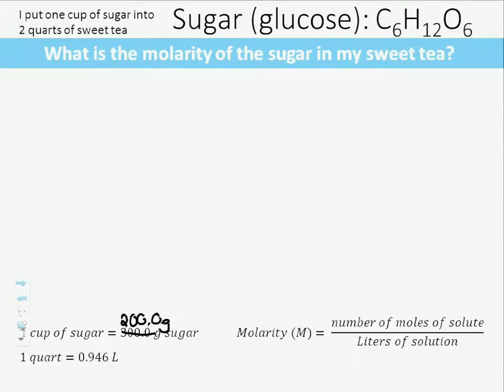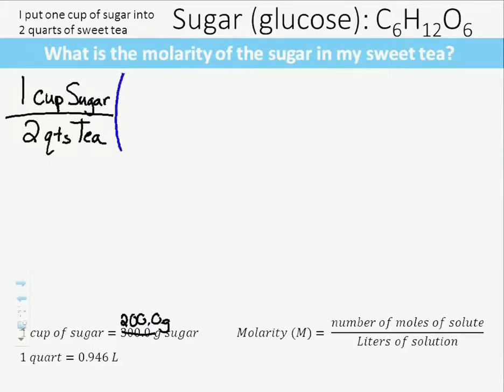Then we've got molarity is moles per liter, and 1 quart is equal to 0.946 liters. So let's start out with, we've got 1 cup of sugar per 2 quarts of tea. We have a mass on top, we have a volume on the bottom. That means we are representing it as a concentration, which is what we want. So we started from there. The next thing is we need to convert cups to moles.